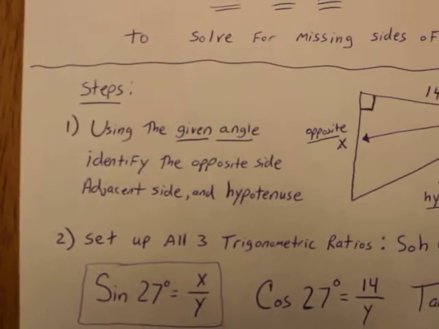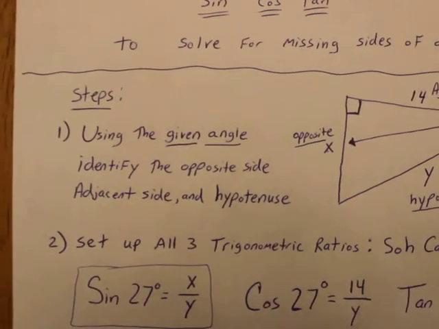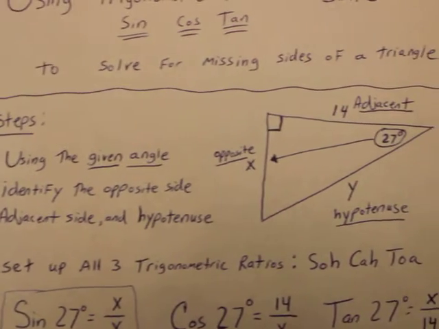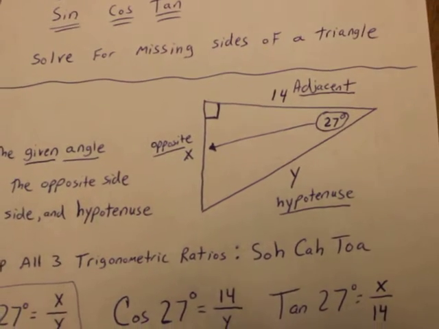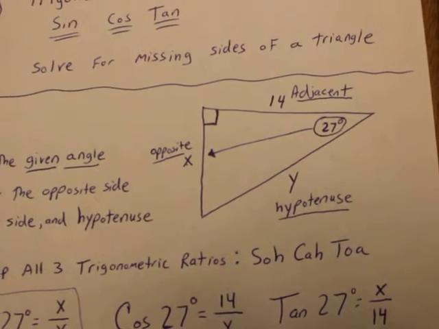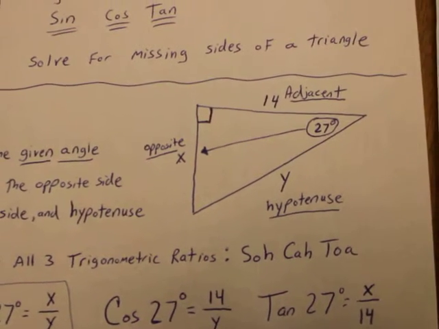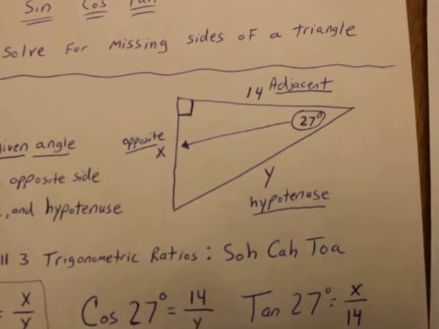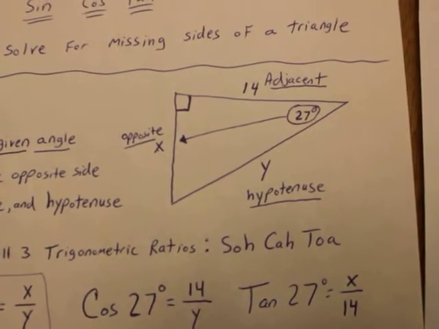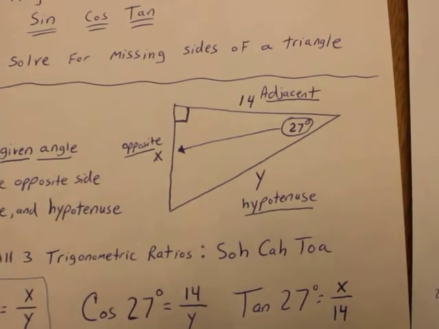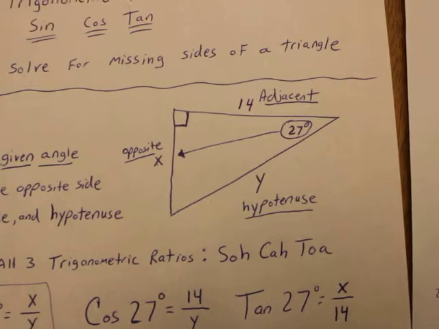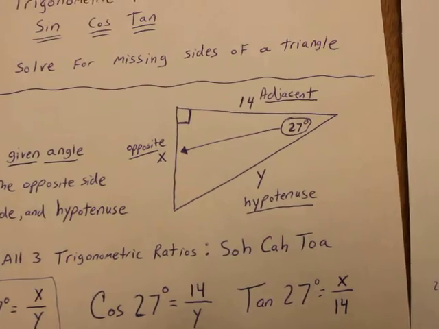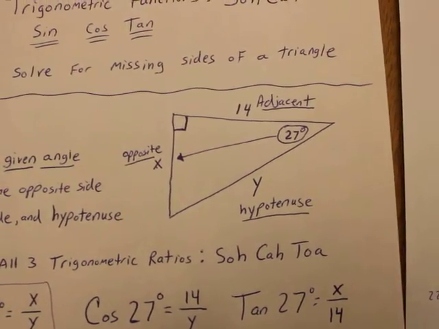And the first step, it says here, is using the given angle, identify the opposite side, the adjacent side, and the hypotenuse. So you'll see that I circled the given angle 27, drew an arrow across from that angle to the opposite side, which is x. The hypotenuse is always across from the right angle, so that would be y. And then that means that the other leg has to be the adjacent. And in every single right triangle, the hypotenuse and the adjacent side will always form the given angle. So that's another thing that you can look for. So that is step one, is to label the three sides.